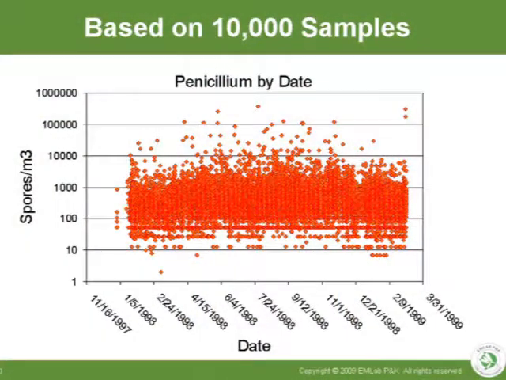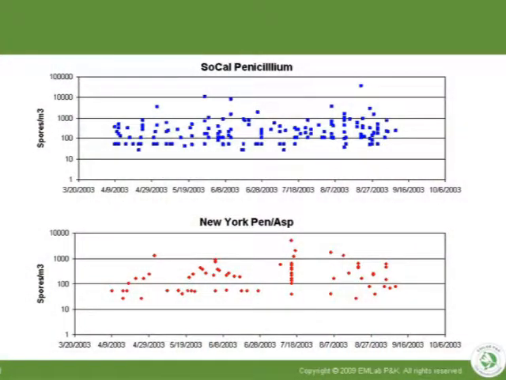But you can see that there are a significant number of days where the levels are certainly above 1,000 outdoors, and even as high as 10 to 50,000 outdoors. So Penicillium is not an indoor fungus. It's an outdoor fungus that occasionally grows on indoor materials. The next slide shows you Penicillium, the same data from 2 states, from Southern California and from New York. And you can see the difference in the pattern over time of these spore aerosols.